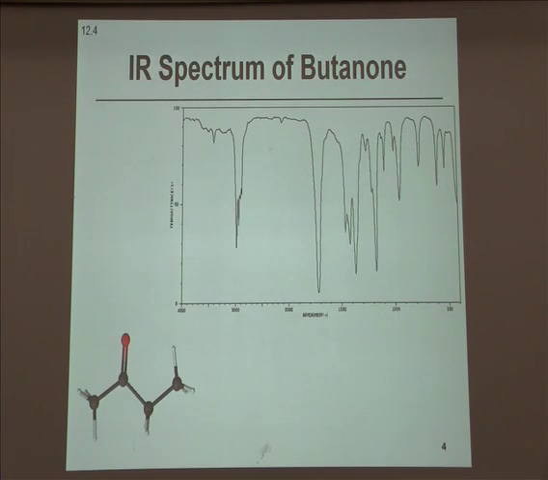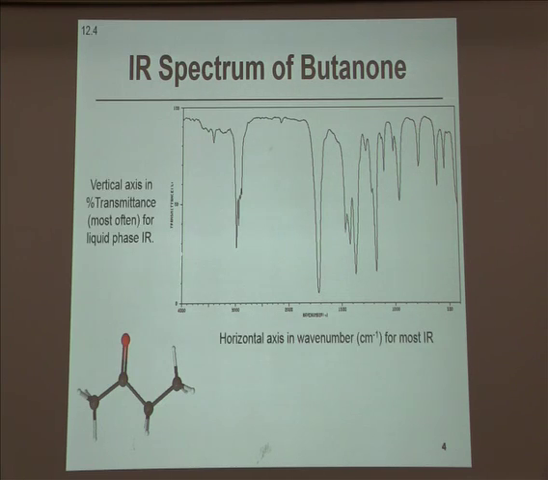This is a sample spectrum here for butanone. We have some absorption features here running from about 4,000 wave numbers all the way down to 500 wave numbers. Some of these are very diagnostic and we're going to pay attention to. Others we're going to ignore and are going to be a little bit less useful to us.